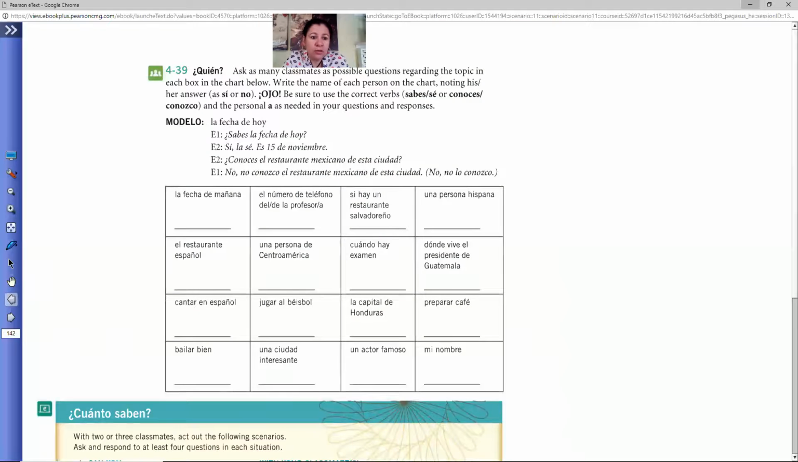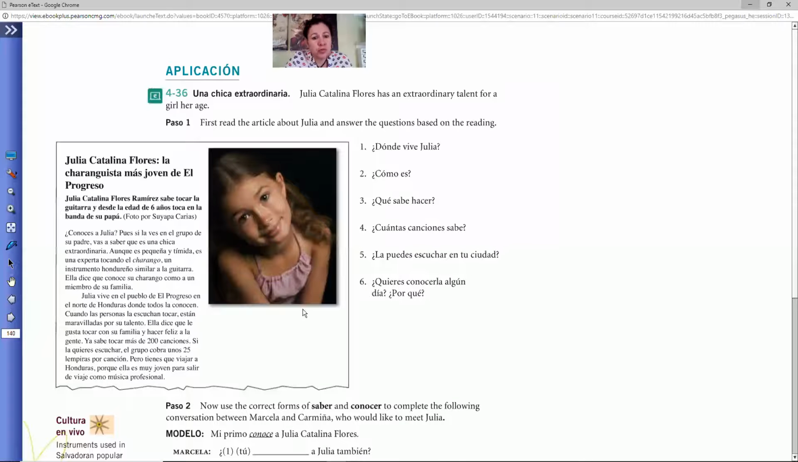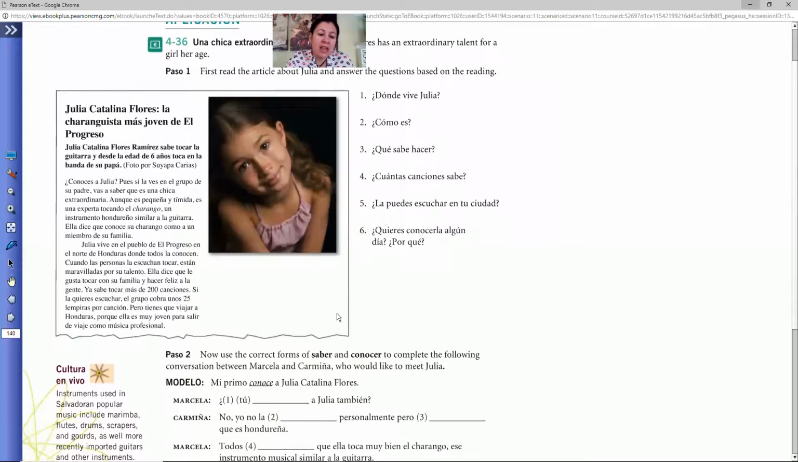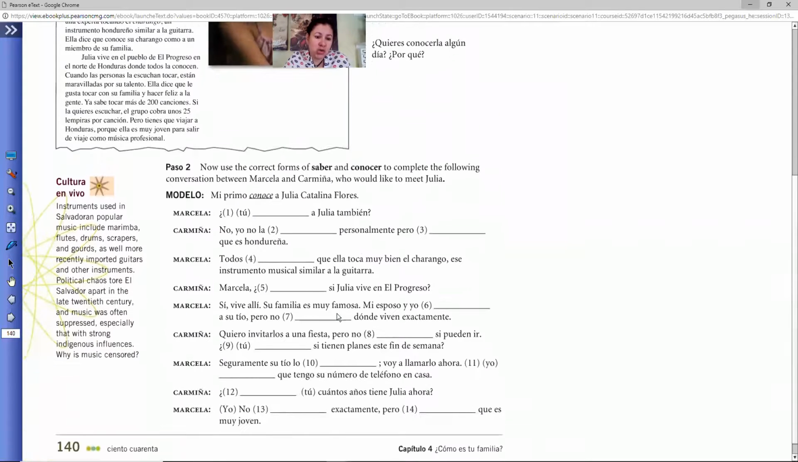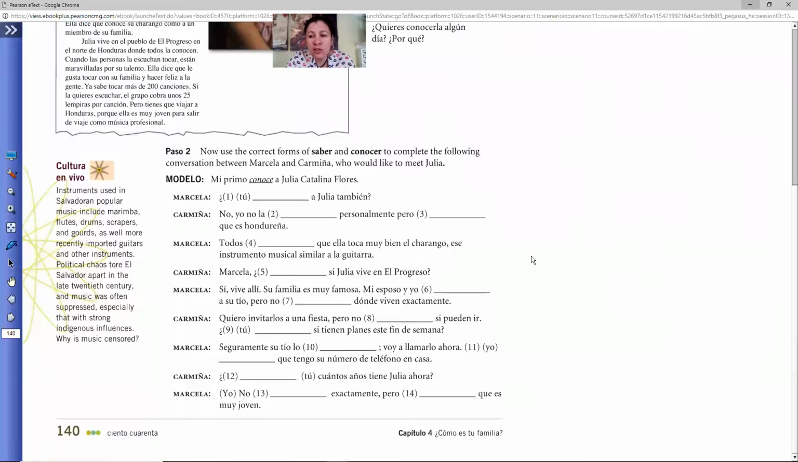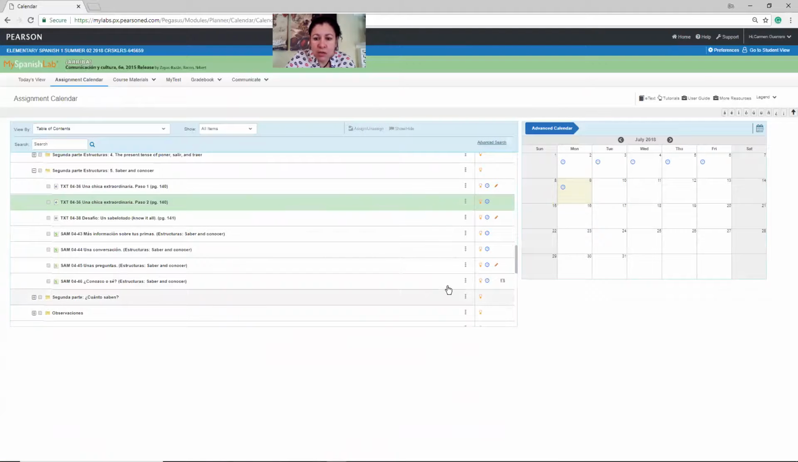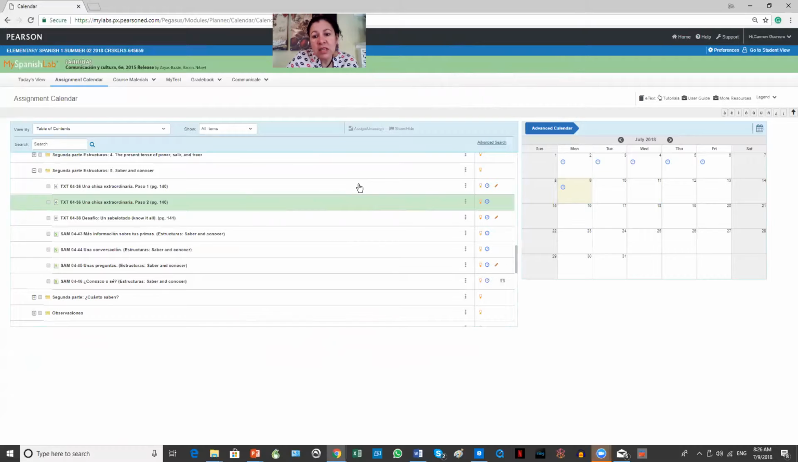Okay, no, but I want to show you this chica muy bonita, Julia Catalina Flores. We're going to learn about this charanguista. She doesn't play guitarra, she plays charango. That's why she's not a guitarrista or pianista, she's a charanguista. You're going to learn about that. Then you're going to be doing this step 2. In these conversaciones, you have to use the right form of conocer or saber. And then you have more exercises on my Spanish lab that I want you guys to pay attention to and complete. That's it for now. So let's continue with the next video.